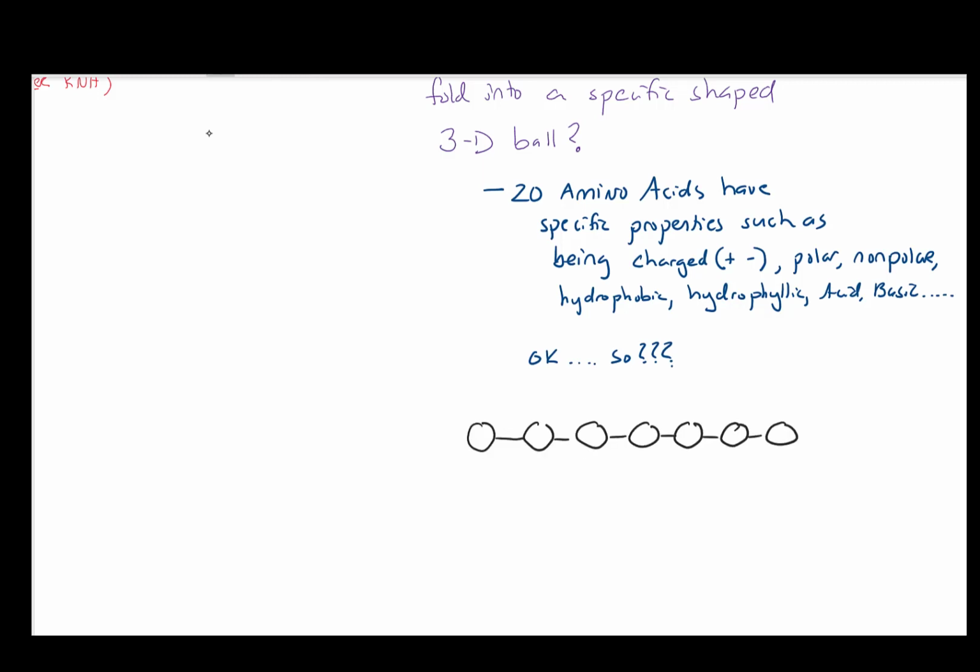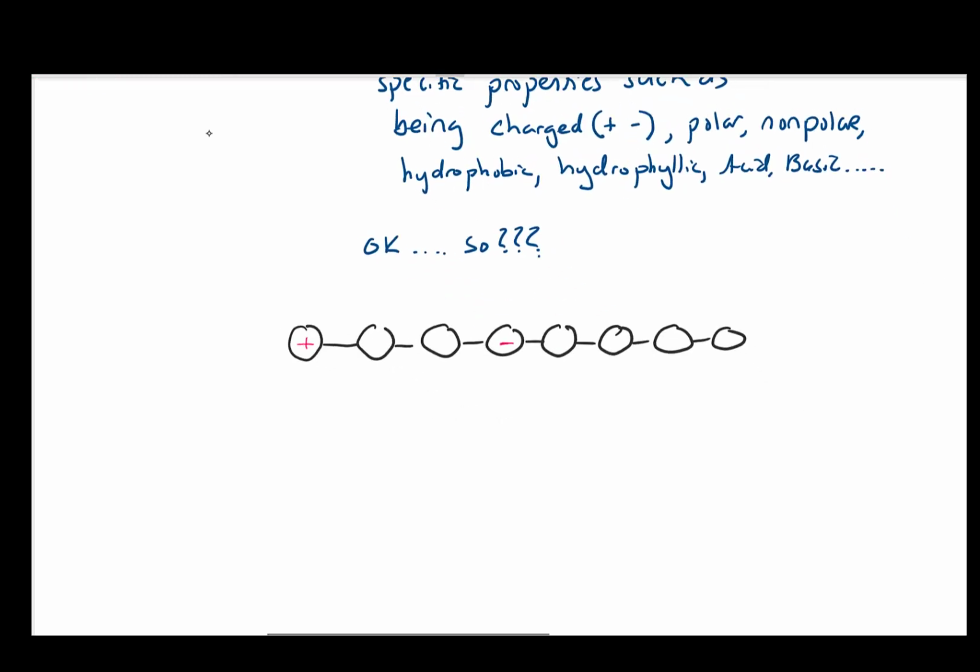Let's see. Here's a chain of amino acids, a polypeptide. There's a positively charged amino acid and a negative one. Positive and negative love each other. They're going to go towards each other. So the chain of amino acids will bend, starting to develop a shape. There'll be a little bond there.